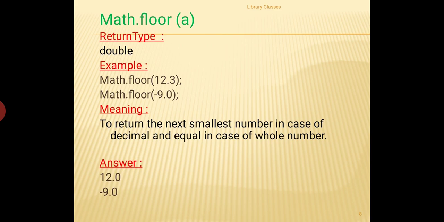Same for its counterpart, math.floor, which returns the next smallest number. In the previous case 12.3 was giving 13, but in this case it will give you 12. I have also given a minus example: since it is a whole number, it will stay unchanged as minus 9. Even if it is 12.9, the answer will be converted to 12.